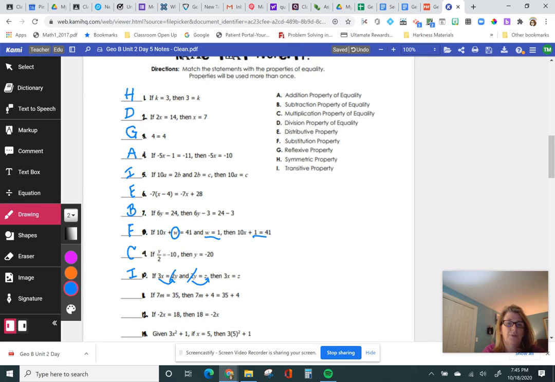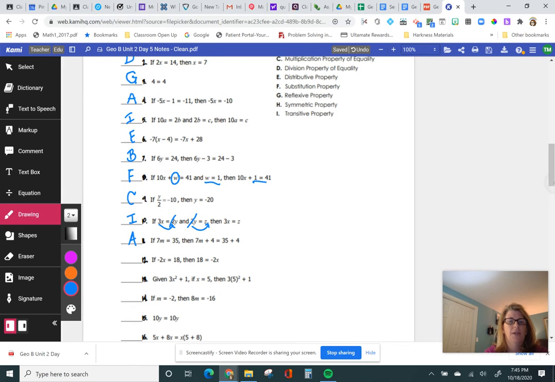If 7m equals 35, then 7m plus 4 equals 35 plus 4. Well, we started out with two things that were equal to each other, and we added the same thing to them. That's that addition property. If negative 2x equals 18, then 18 equals negative 2x. All we did was switch the order. That's that symmetric property. Given 3x squared plus 1, if x equals 5, then 3 times 5 squared plus 1. Well, all we did was say, I've got an x, and I know x is 5, so I'm going to substitute that in. That's the substitution property, which is F.